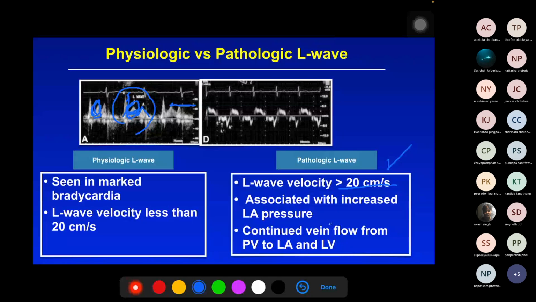So if you see the L wave, you should classify it as physiologic or pathological by using the L wave velocity. Normal should be less than 20 centimeters per second, and you see it in a young athlete whose heart rate is quite slow.